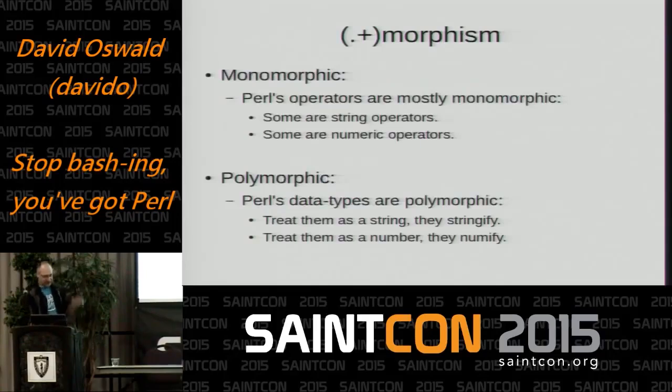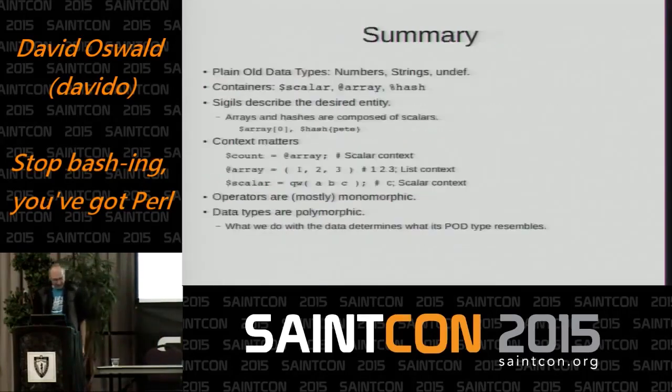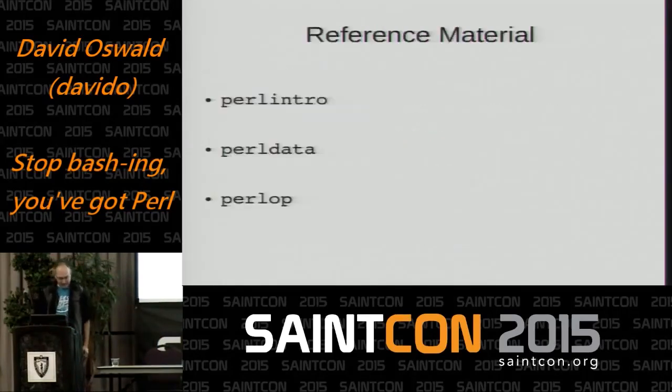So I've said this a bunch of times. Operators are monomorphic, and data itself is polymorphic, which is opposite of most other languages where the operators are polymorphic and the data types are monomorphic. So reference material for this: perlintro, perldata, and perlop.